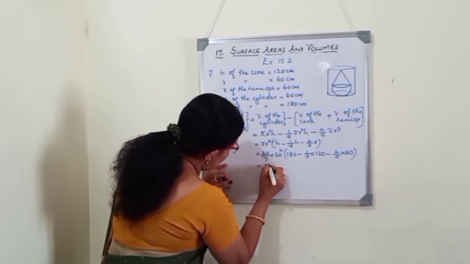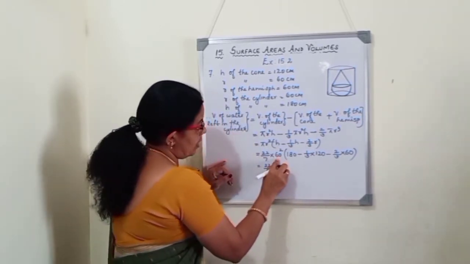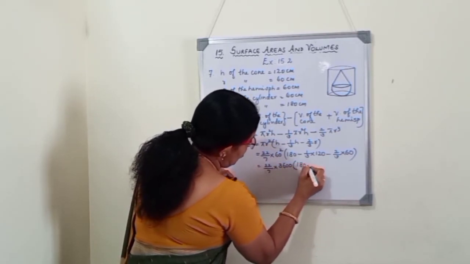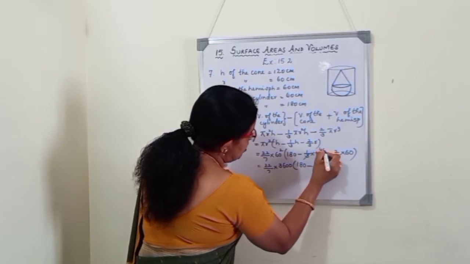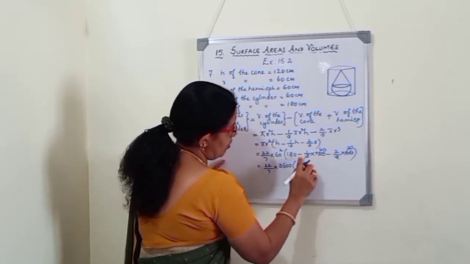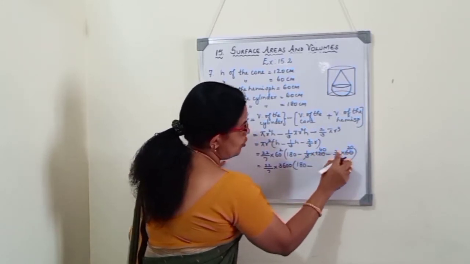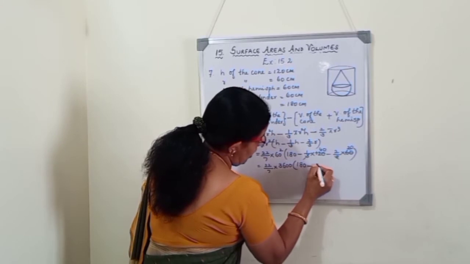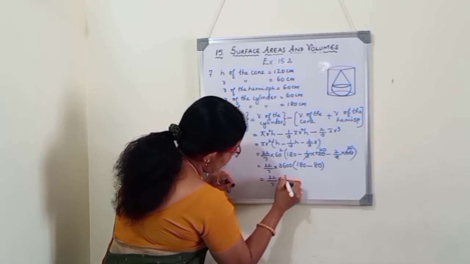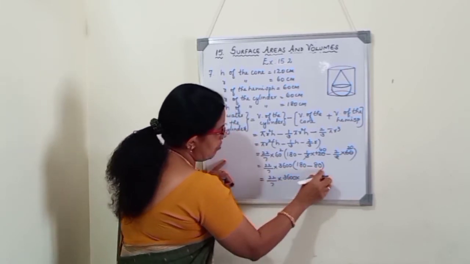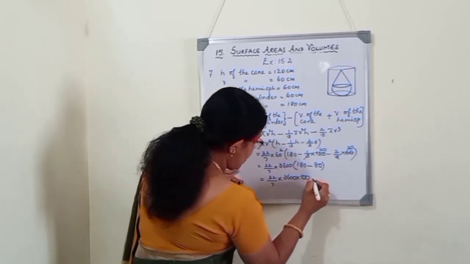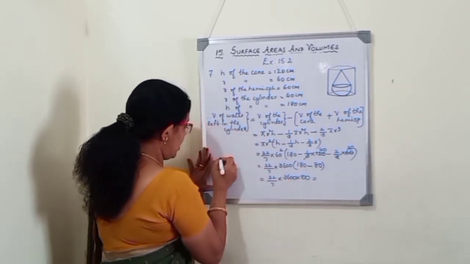Now, 22 by 7 into 60 square. 60 into 60, 3600. Bracket 180 minus, will cancel 3 and 120, 3 into 40. 3 and 60, 20 we will get. So here 180 minus 40 minus 2 into 20, 40. So minus 40 minus 40, minus 80 we will get. 22 by 7 into 3600 into 180 minus 80, it is 100. So we have to multiply all the numerators and divide it by 7. So 22 into 36.